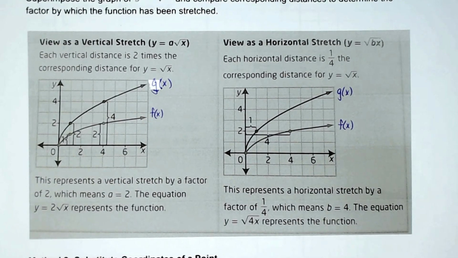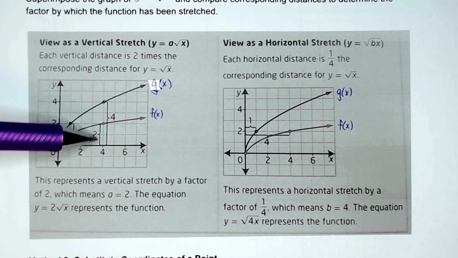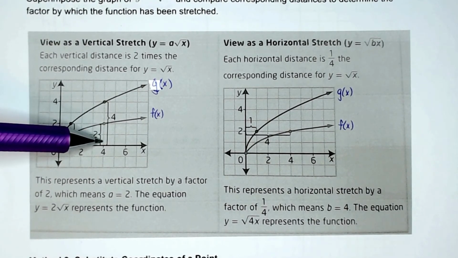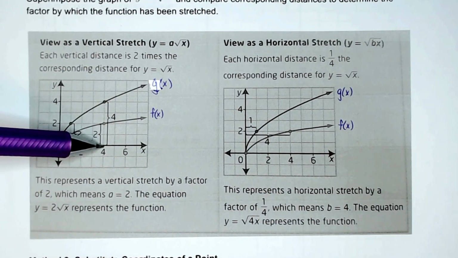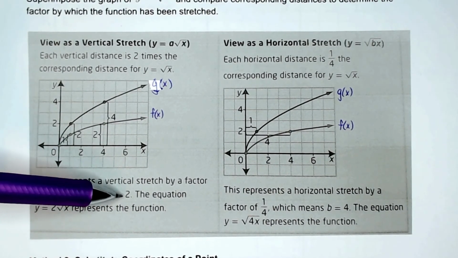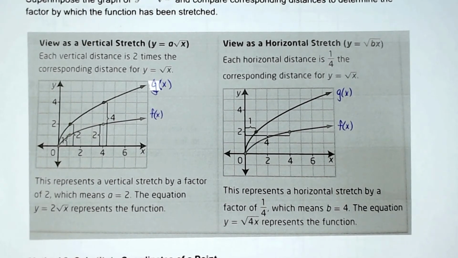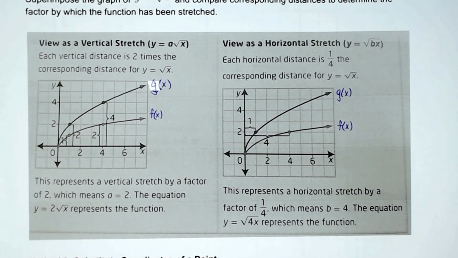Now, in this example here, we have our original graph f of x, and we can see that this point, (1, 1), is now (1, 2). So our vertical height has doubled. You can see it here as well in (4, 2), which is now (4, 4). So that tells us simply that a has a value of 2. All the y values are twice as big as they used to be.